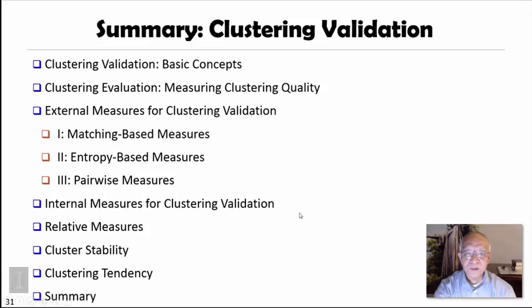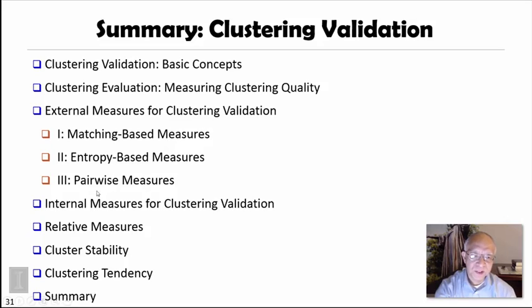Now we come to the lecture summary. This lecture we discussed clustering validation. Then we introduced the basic concept of why we want to validate clustering. Especially we discussed how to measure the clustering quality. Then we have external measures, and that means we do have ground truth. In that case, we introduced matching-based measures, entropy-based measures and pairwise measures.